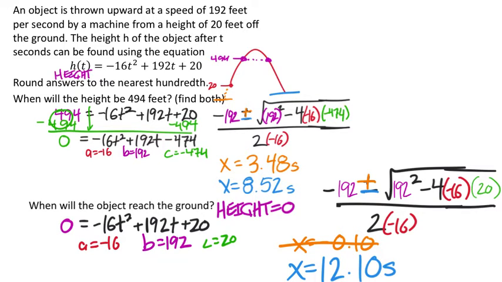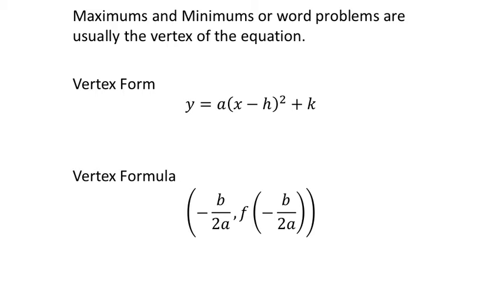And yeah, we get to assume the ground is level, but maximums and minimums, or word problems, are usually the vertex of the equation. That's true. Now, you can change this into vertex form, but I like the vertex formula. You're welcome to use the vertex form if you really want to, but it's up to you.